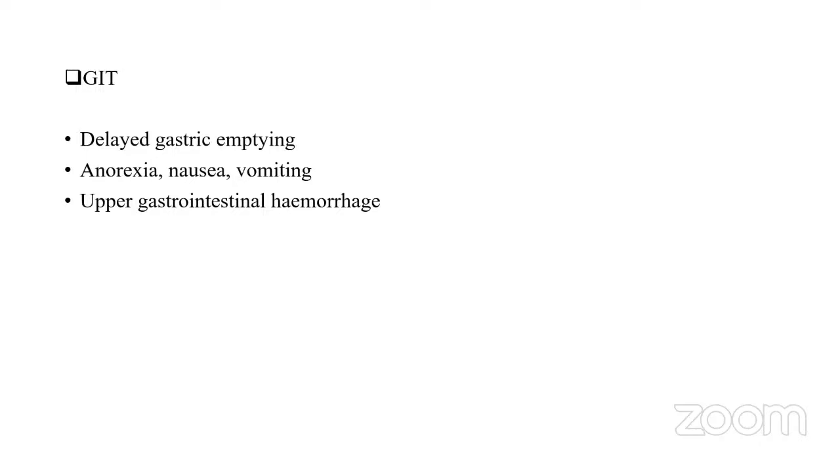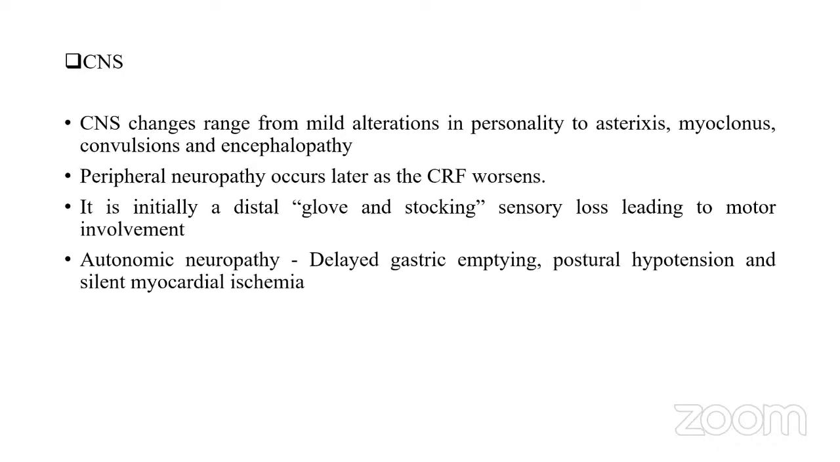Gastrointestinal symptoms are delayed gastric emptying, anorexia, nausea, vomiting, upper GI hemorrhages. Central nervous system manifestations range from mild alteration in personality to asterixis, myoclonus, convulsion, and encephalopathy. Peripheral neuropathy occurs later as CRF worsens. It is initially a distal glove and stocking sensory loss leading to motor involvement. And these patients usually have autonomic neuropathy.